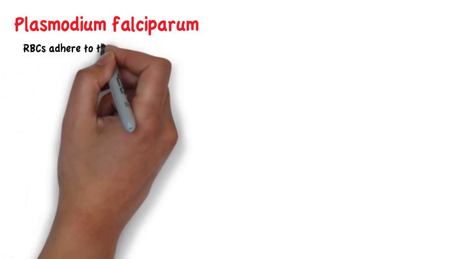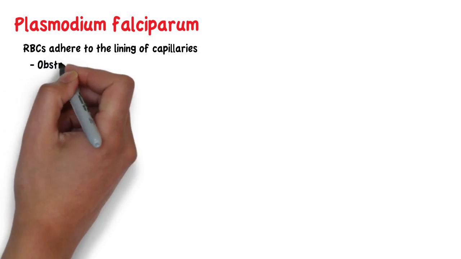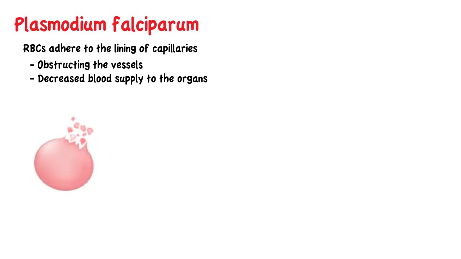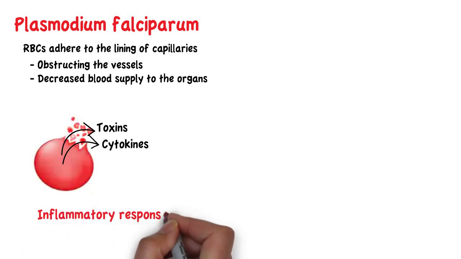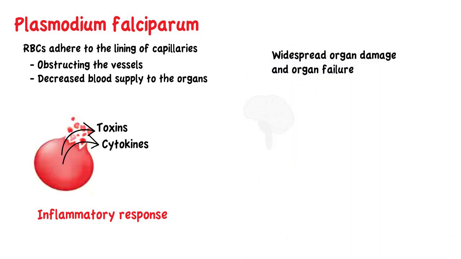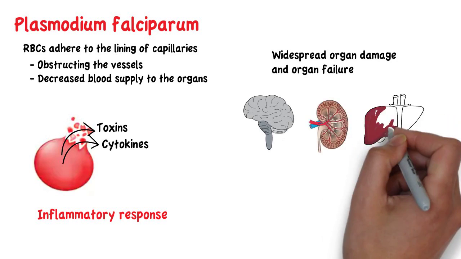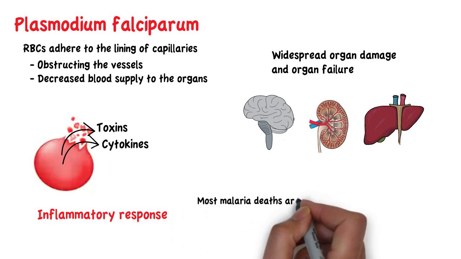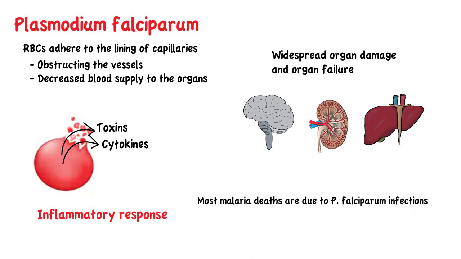In Plasmodium falciparum malaria, red blood cells adhere to the lining of capillaries, obstructing the vessels and resulting in decreased blood supply to the organs. These red blood cells also rupture, releasing toxins and more cytokines, therefore inducing an inflammatory response. This leads to widespread organ damage and even organ failure, including the brain, kidneys, liver, and other organs. Therefore, most malaria deaths are due to Plasmodium falciparum infections.